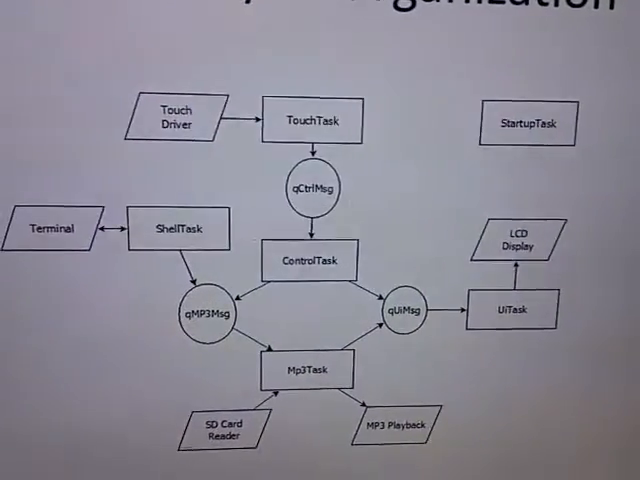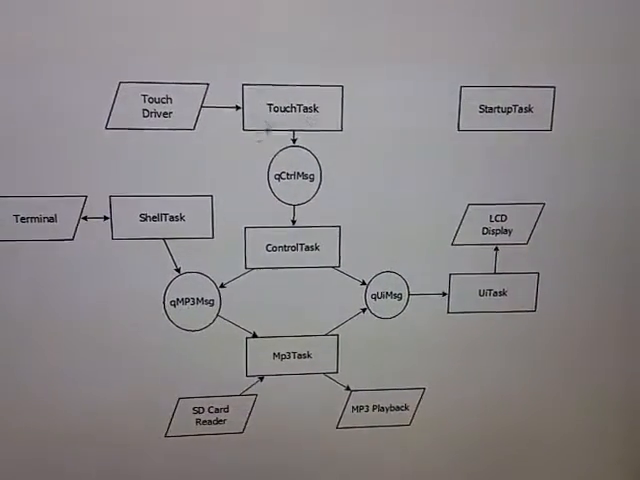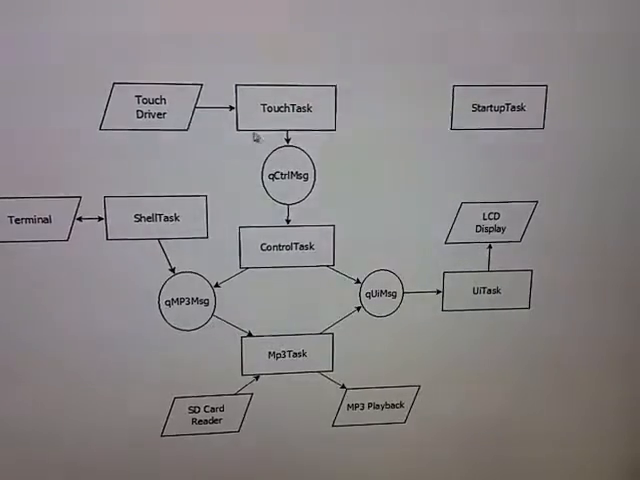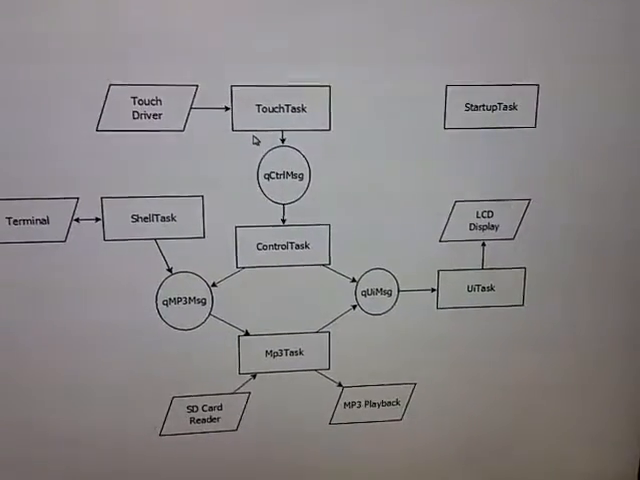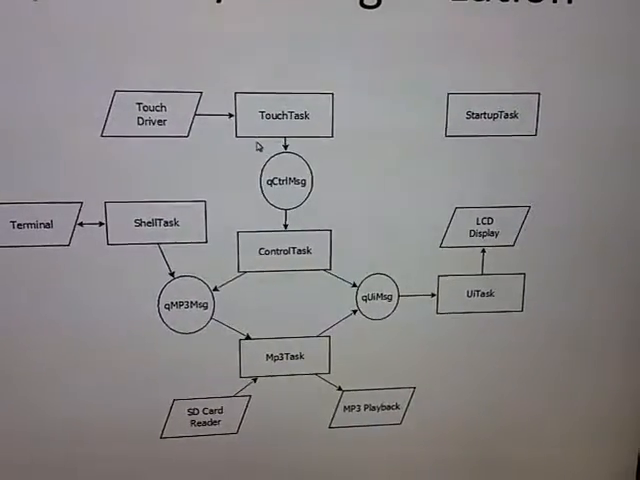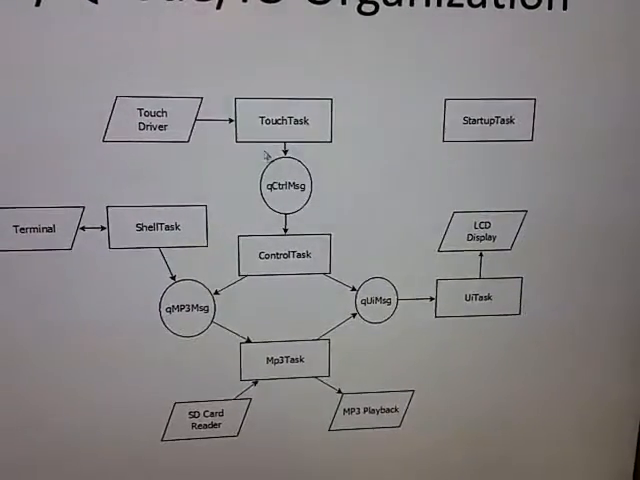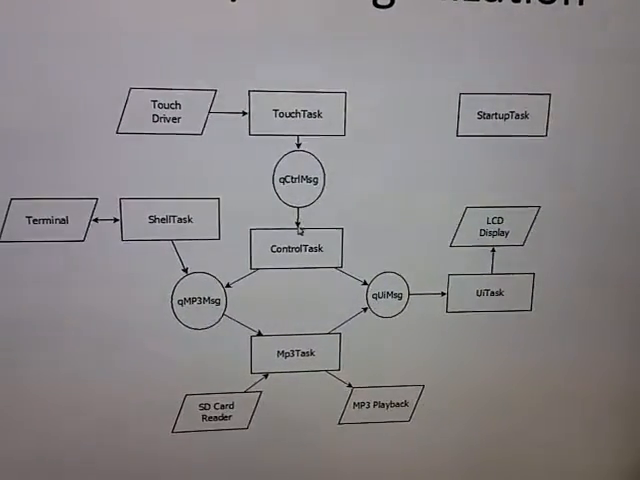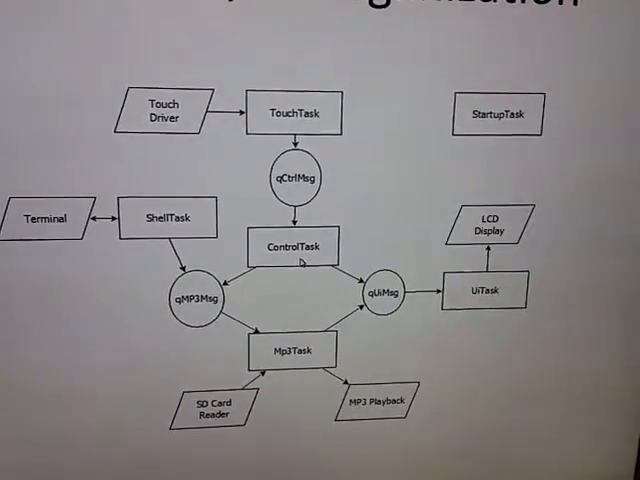Task layout. Let's see if we can get this working. The touch task polls the touch driver for button pressed and button released messages. A button is released if a button was previously pressed and either there are now no touches or a touch outside of a button area. This sends messages through the control message task, which is owned by the control task.